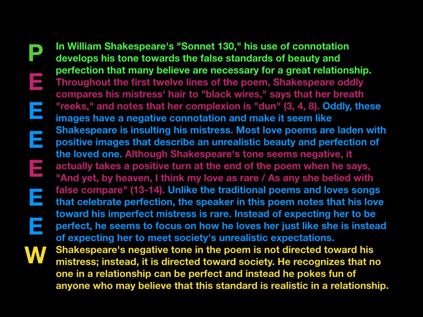Shakespeare's negative tone in the poem is not directed toward his mistress. Instead, it is directed toward society. He recognizes that no one in a relationship can be perfect, and instead he pokes fun of anyone who may believe that this standard is realistic in a relationship. So my wrap it up took 2 sentences to say all that I needed to say here, and that's perfectly fine. But my wrap it up answers the question, and it connects it to the world. Often you'll want to do that in your wrap it up. If you connect it to the world, then especially if your question is asking you something about purpose, you'll be sure to be answering your question.